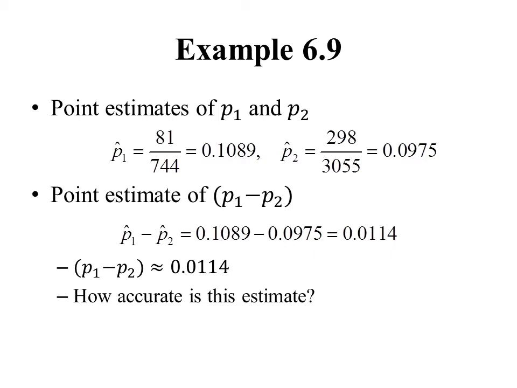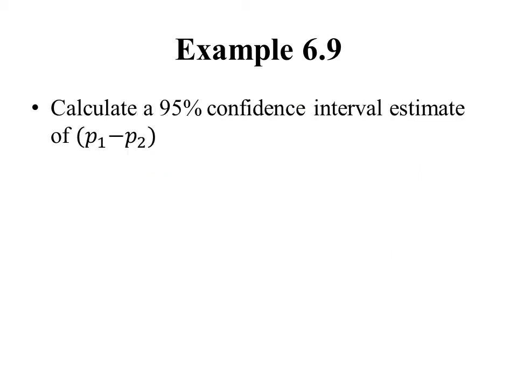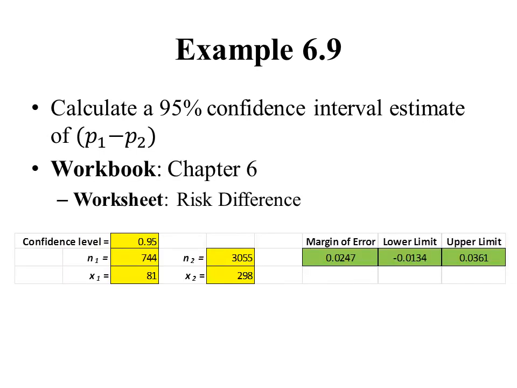So we're going to measure this accuracy with a margin of error, and then calculate a confidence interval estimate of P1 minus P2. Specifically, we're going to calculate a 95% confidence interval estimate of P1 minus P2. The book talks about the details of how this is done. We're just going to use Excel to calculate this confidence interval.